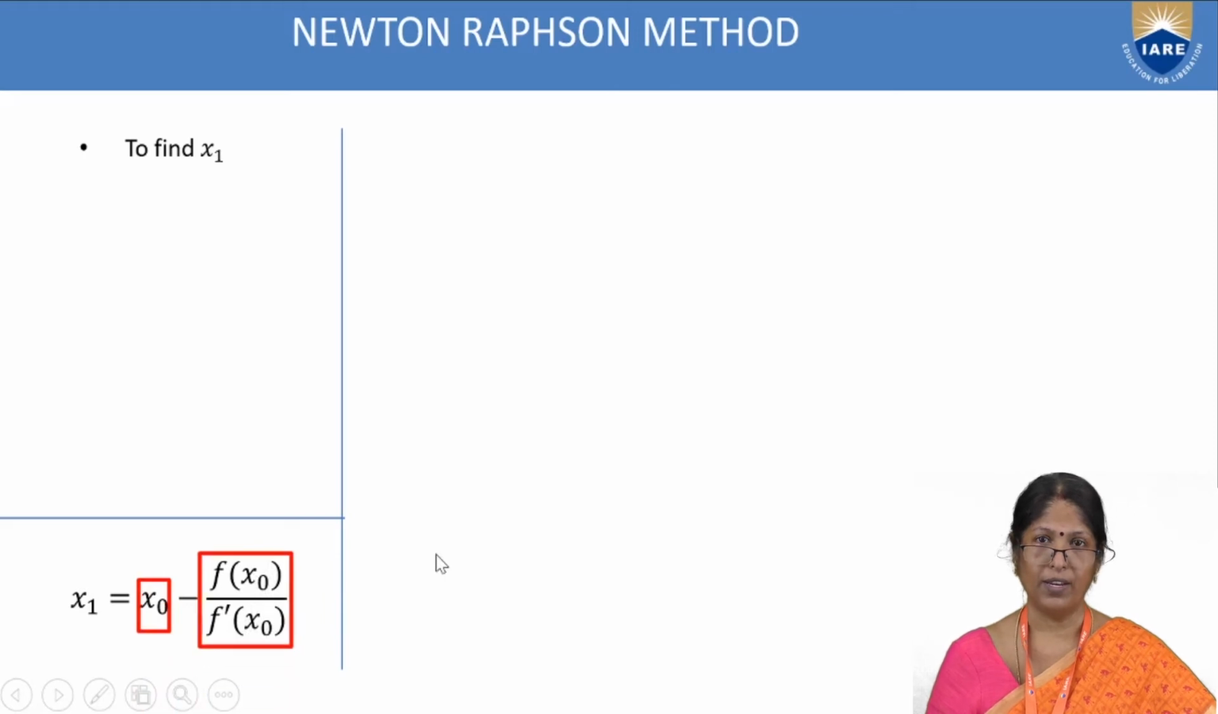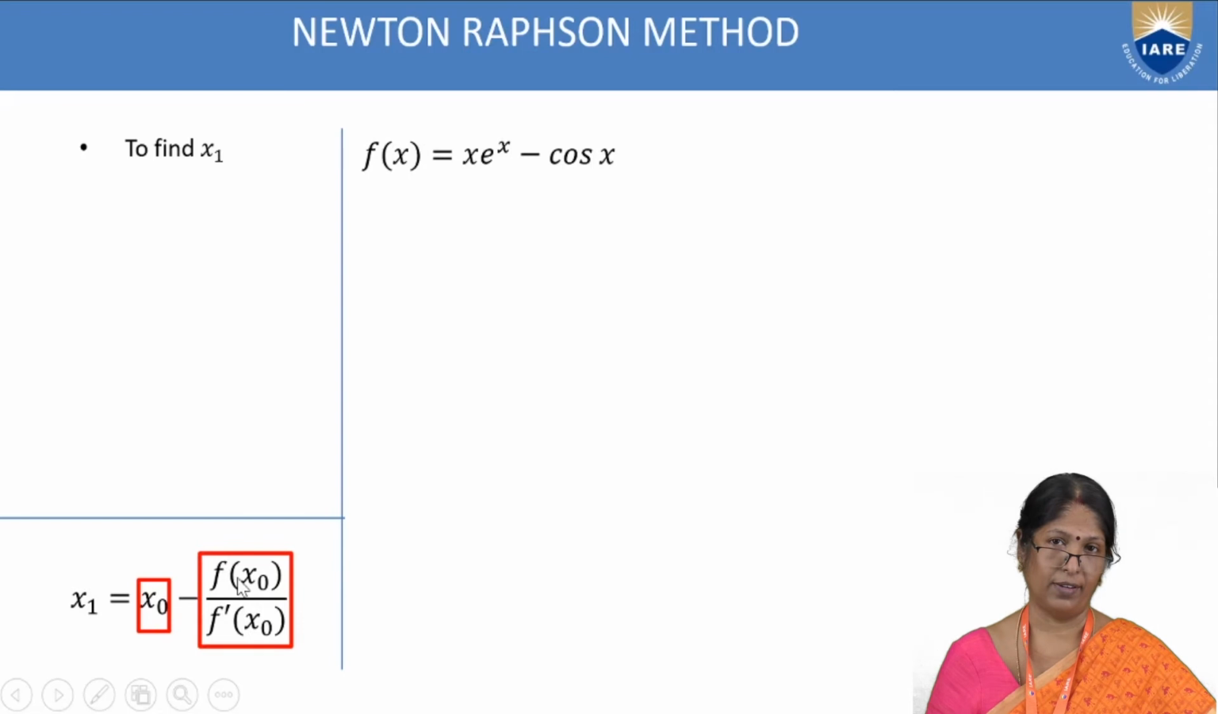So we can see it. First we have to find what is the value of f of x naught, that is, what is the value of f of 0.5. So these are the places we are going to substitute.